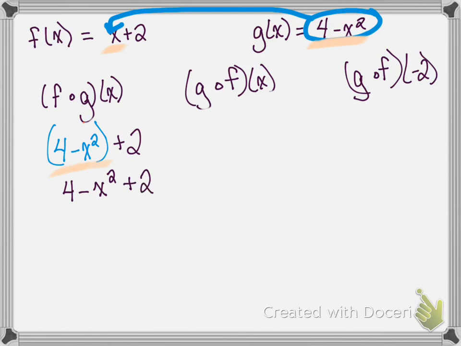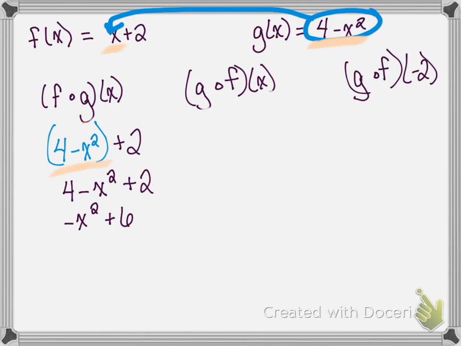Is there anything I can combine? 2 and 4. So then I'm left with minus x squared plus 6. Okay?